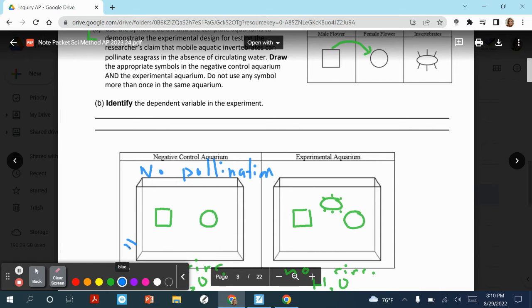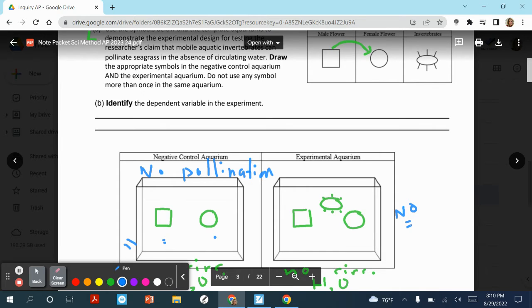We're going to get no change, no pollination. In 10 days, we're still going to see the male flower and the female flower with no pollination. That would be an example of a negative control. Okay. If we also see no pollination over here, now you don't have to write this, if we get no pollination over here, then that means that the researcher's claim is not accurate. Okay. That the invertebrates can't increase pollination.